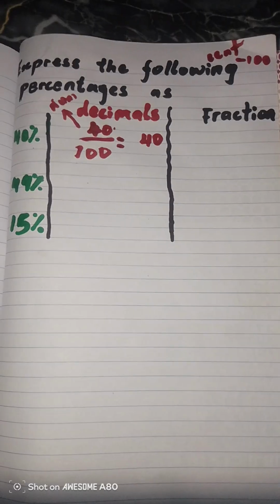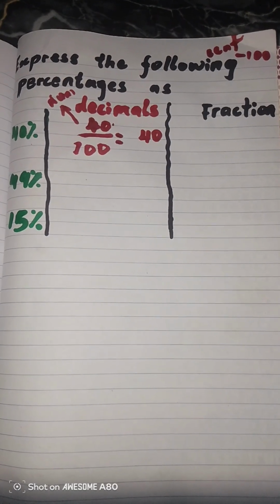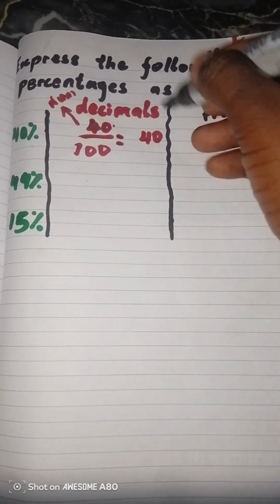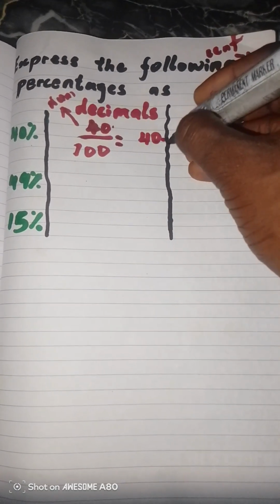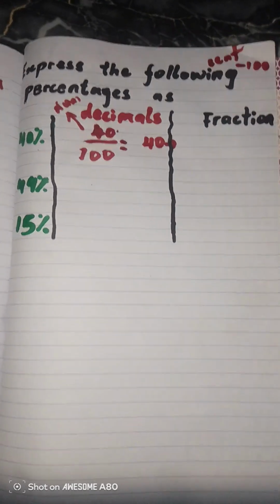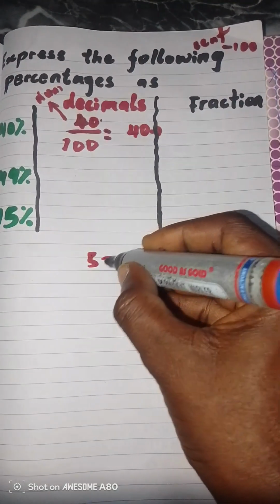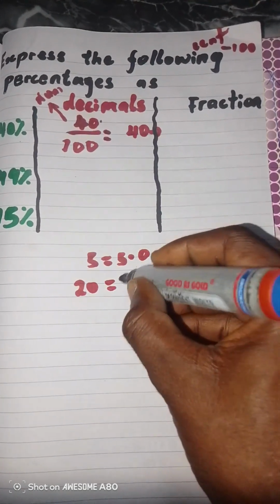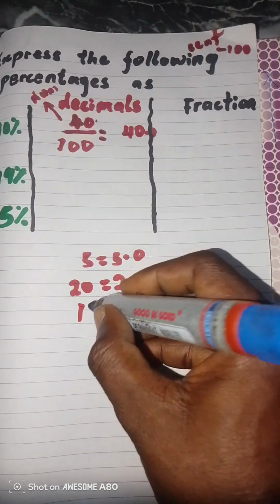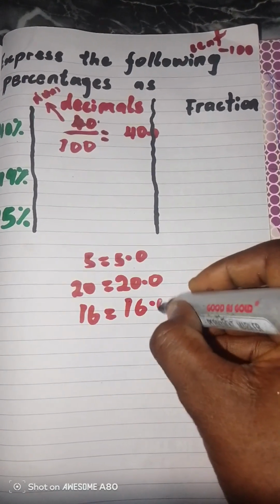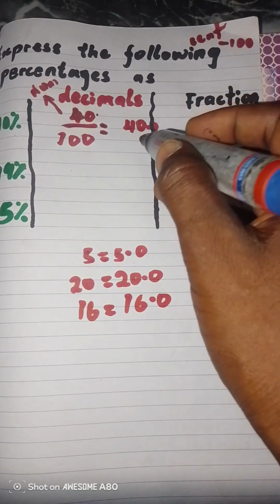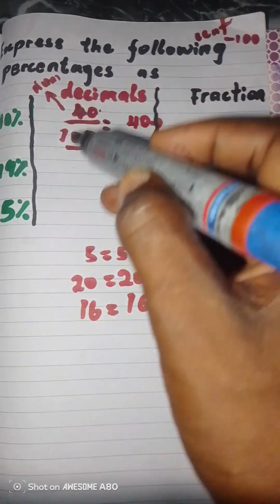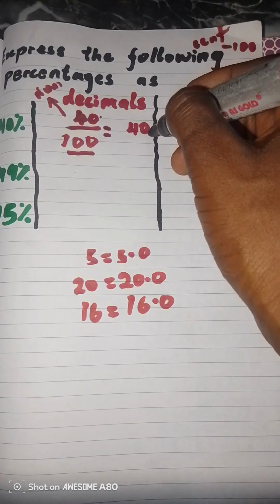But there's something we must bear in mind: for every whole number, you have a decimal point after it. For instance, 40 is the same thing as 40.0, just like 5 is the same thing as 5.0. 20 is the same thing as 20.0. 16 is the same thing as 16.0. So when you are dividing by multiples of ten, it's easy. You just shift the decimal point backward.